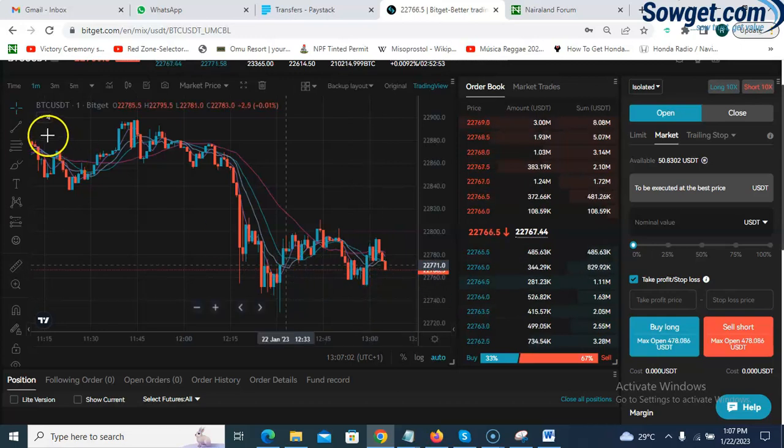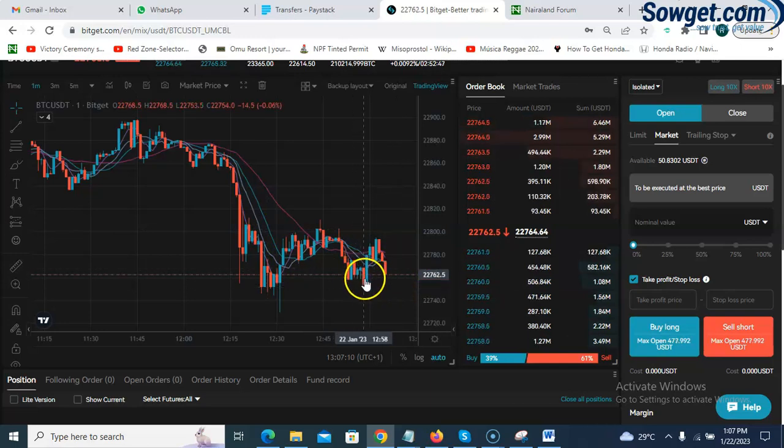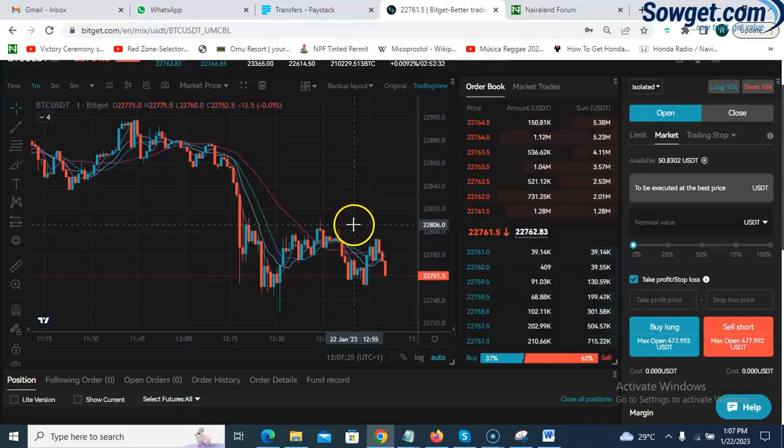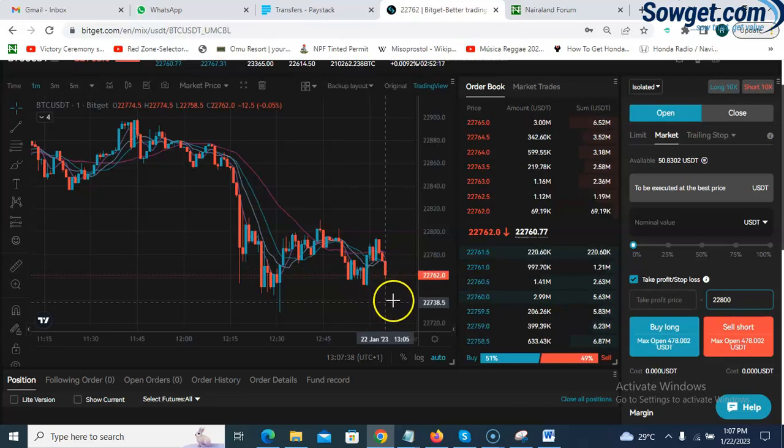So now let's say, look at this BTC USDT. The price is currently 22765. So let's say we want to enter a sell trade for this. You simply just set your stop loss. Let's say I will just put my stop loss at the nearest resistance. So let's look at this. Let's say 22,800. Okay, let's say 22,800 is fine. So I'll just come here and set my stop loss here, 22,800.